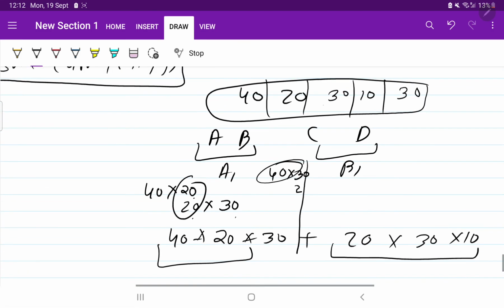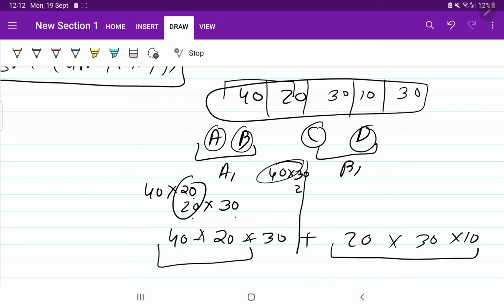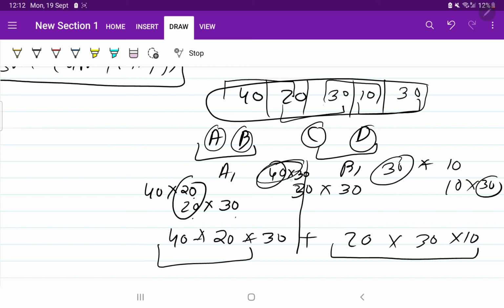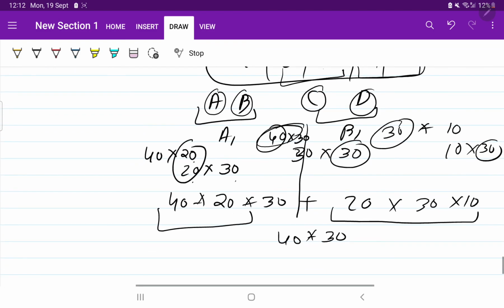Sorry guys, I just got some confused because 4 matrices are there, so 5 elements should be there. I just missed writing one element, that's why I got confused. So A1 is this 40 into 20, B is 20 into 30, C is going to be 30 into 10, and D is going to be 10 into 30. So what will be the final? 30 into 30, 30 into 30. So it is going to be 40 into 30. Final is going to be, dimension is 40 into 30.